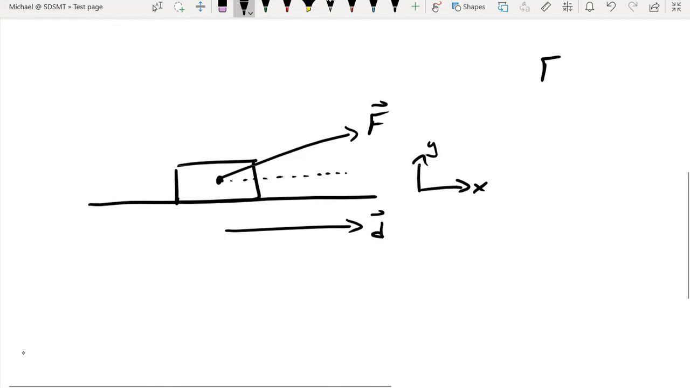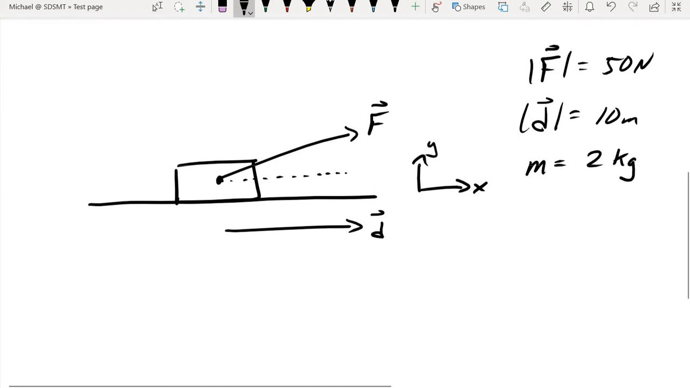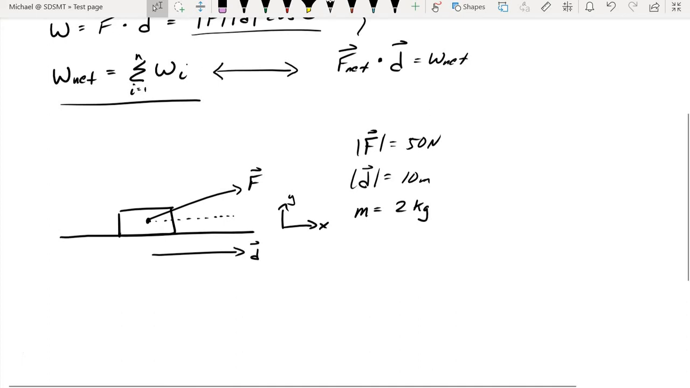And this force, we will say that it has a magnitude of 50 newtons. We'll have a displacement with magnitude 10 meters, and we'll provide a mass of 2 kilograms for this object. And so to find the net work that is done in this system, it's not necessarily going to be just that applied force. We need to consider all of the forces in this system.